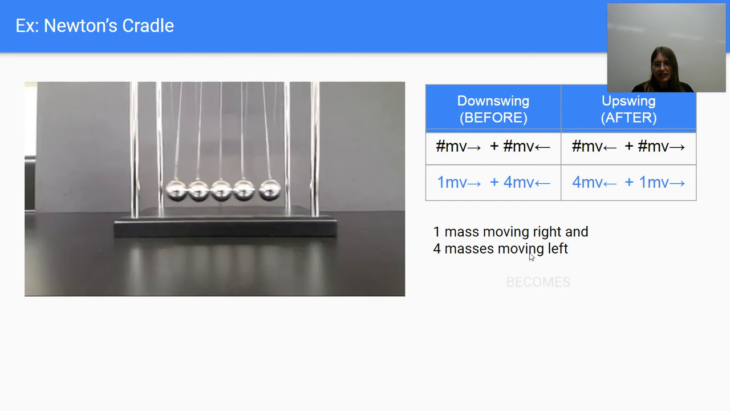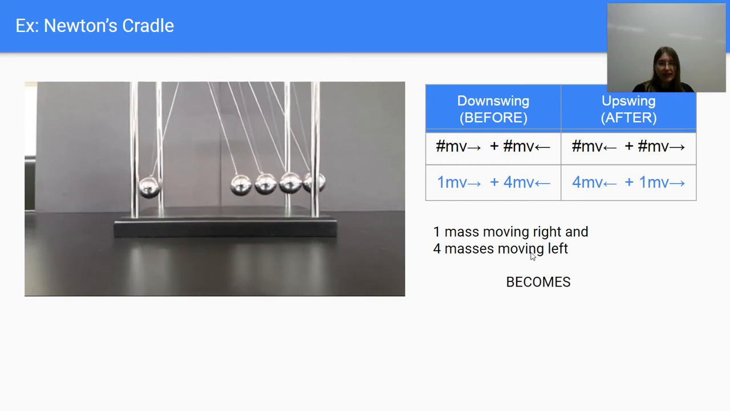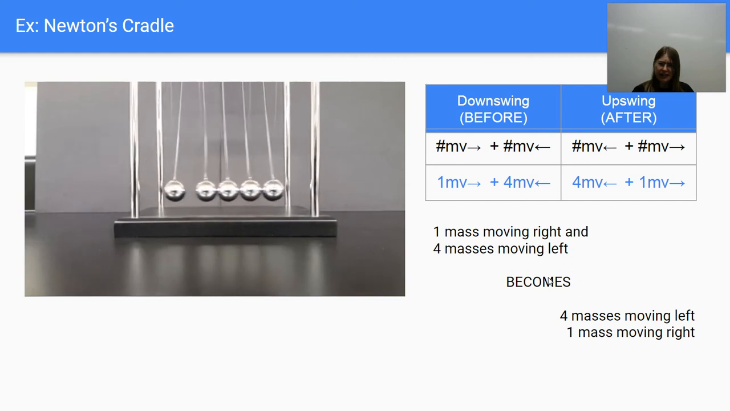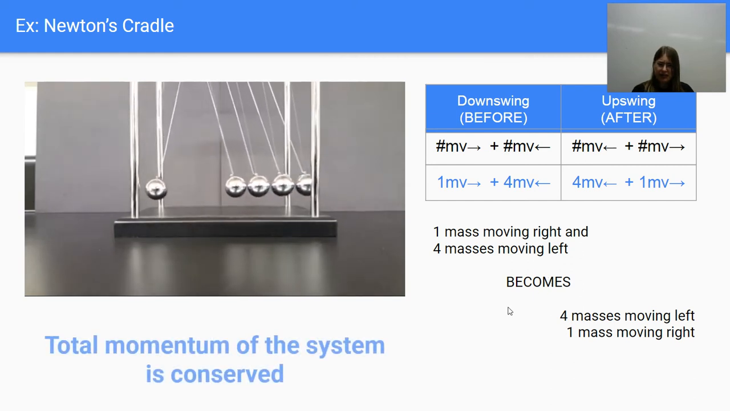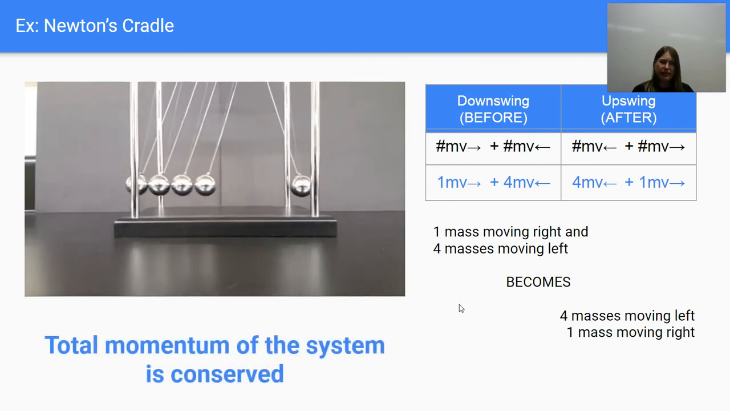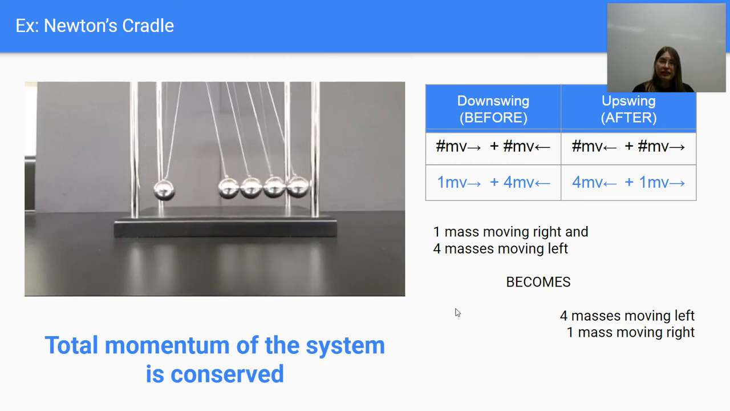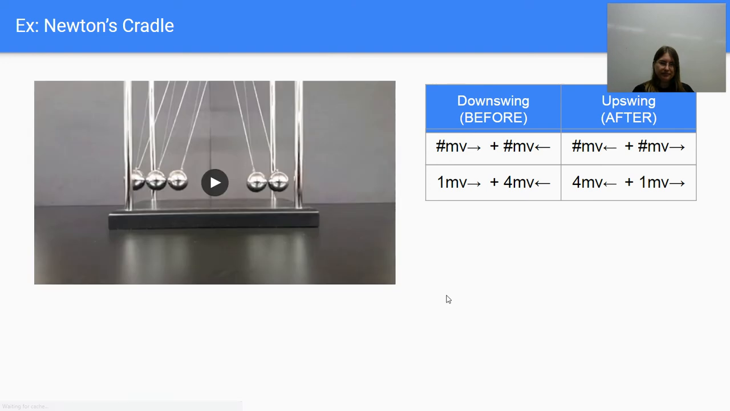So that's the notation again in words. 1 to the right and 4 to the left becomes 4 to the left and 1 to the right. In other words, it didn't really change because the total momentum of the system was conserved. So of course it didn't change. Let's do another one. Let's do 2 and 3. 2 and 3, what's going to happen?